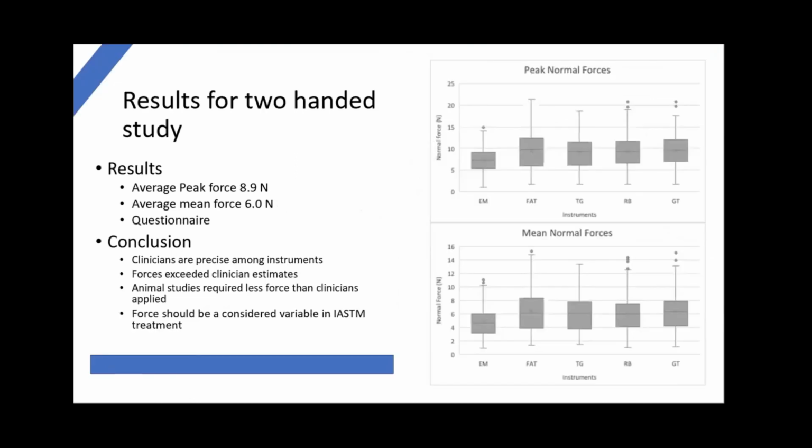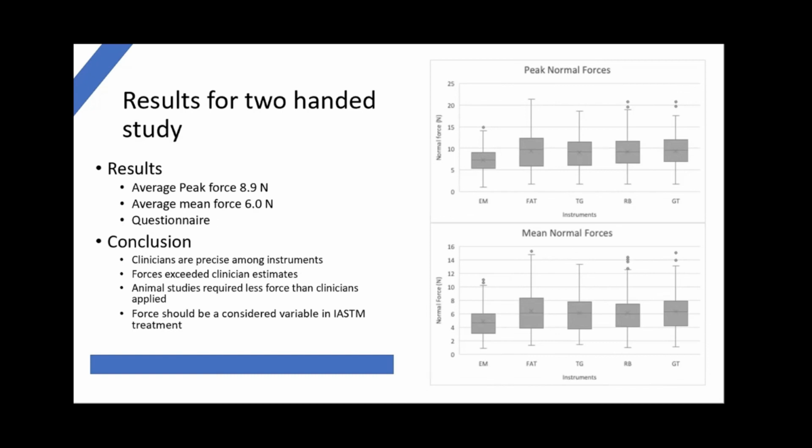In our second study, we looked at two hands with the instruments, and it was found that the average peak force was 8.9 newtons and an average mean force of 6 newtons across all instruments. So in comparison, the one-handed study had lower force applied, and the two-handed study had a higher force applied for both our peak and mean forces. In the questionnaire, our participants were relatively accurate in estimating how much force they were applying. However, participants generally estimated and produced forces greater than what was needed based on clinician estimates.